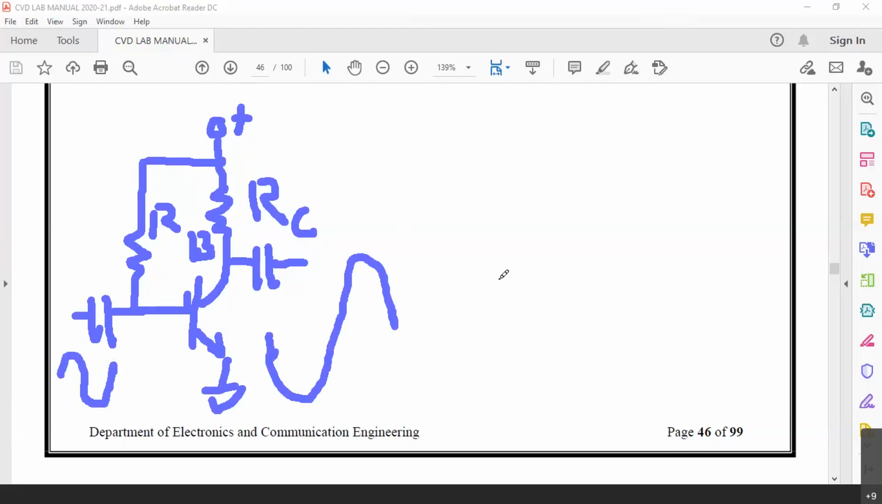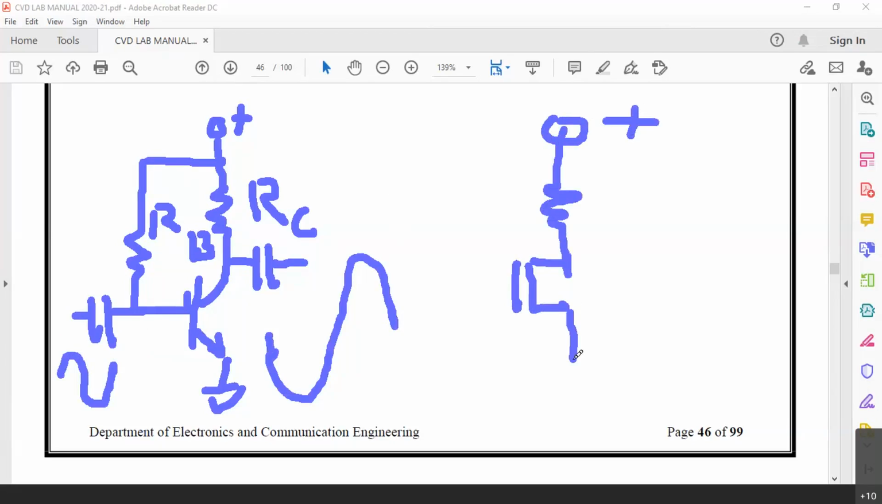Now if I have to replace the same thing with the MOSFET, let us say I replace the same thing with the MOSFET. I have written RD instead of RC. At the drain, there is a resistance. Then we need a coupling capacitance at the output. We have connected a PMOS device now.